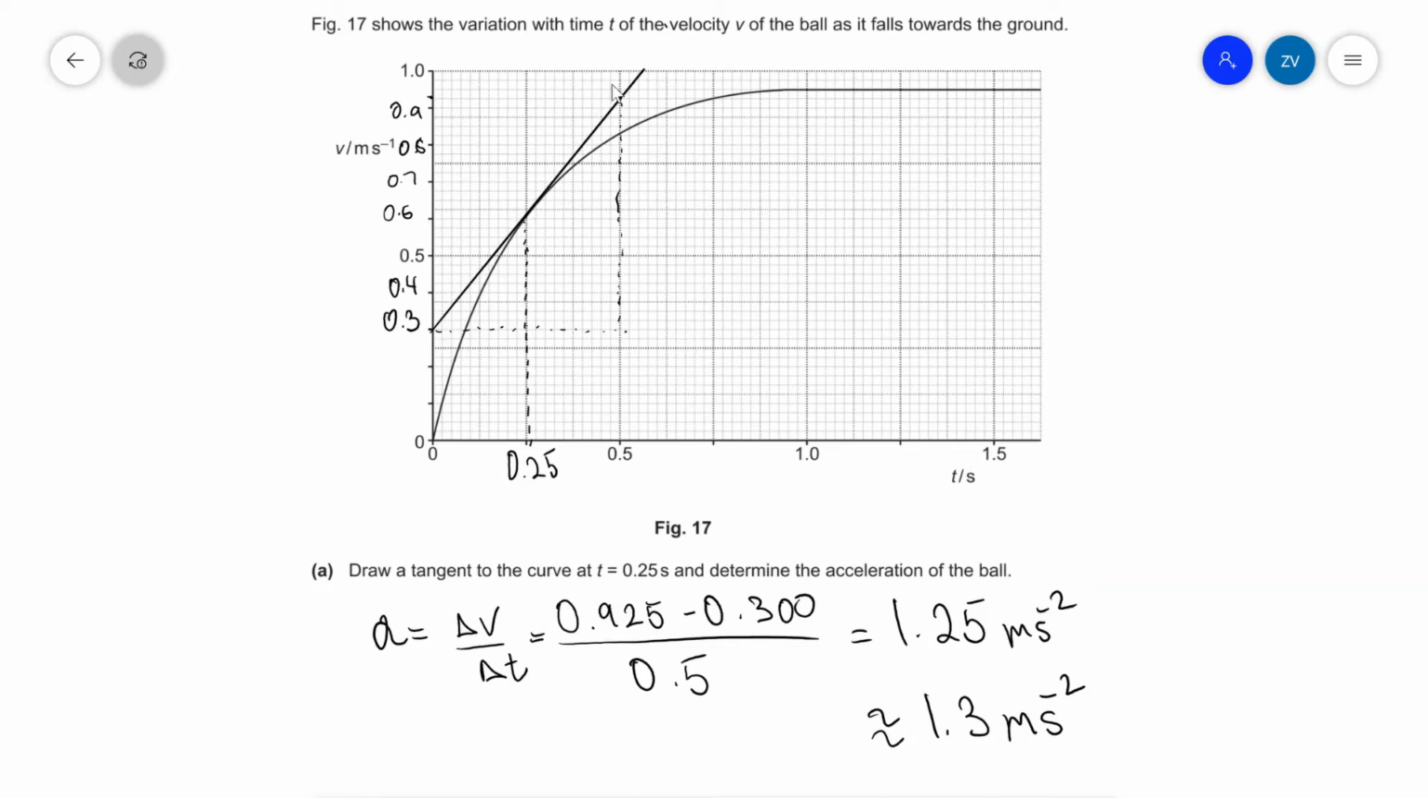When we're taking the gradient, once again, it is extremely important to be using large gradient triangles, and I've used quite a large one just here. And just plugging in some values, our change in speed goes from 0.925, take away 0.3, and then we're going to be dividing that by the change in time, which is 0.5 seconds. When we plug that into a calculator, we're going to get approximately 1.25 meters per second squared, and because we're working to two significant figures, I'm going to leave 1.3 meters per second squared as my final answer.